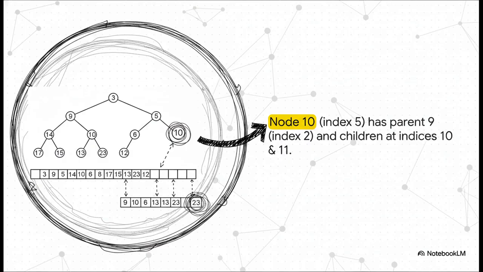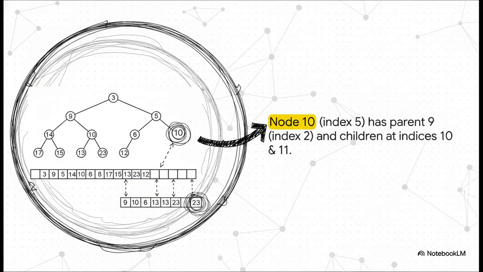Take a look at node 10, which landed at index 5 in our array. To find its parent, we just do 5 divided by 2, which gives us 2.5. We just drop the decimals, so we look at index 2. And what's there? Its parent, node 9. Perfect. Now for its kids. We calculate 2 times 5, which is 10, and 2 times 5 plus 1, which is 11. And yep, if we look at indexes 10 and 11, that's exactly where we find its children.